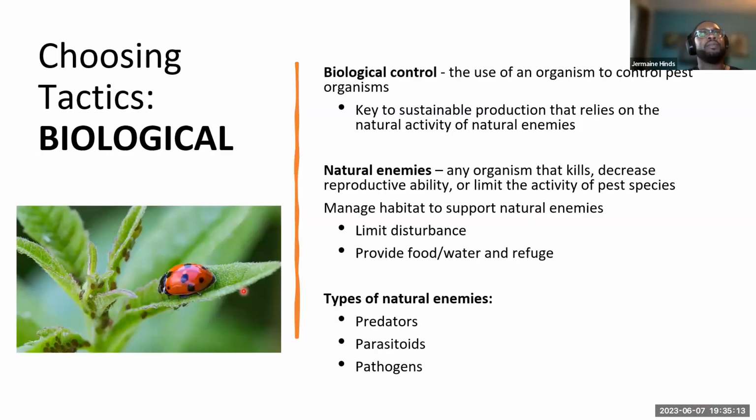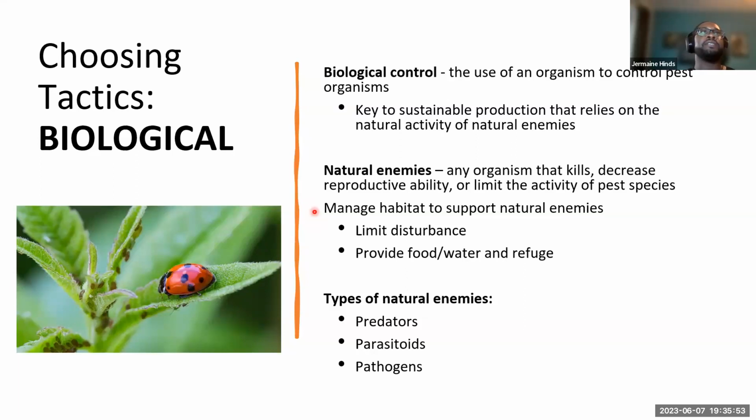Next up, of the pyramid of controls, is biological control. Biological control is the use of an organism to control another pest organism. This is one of the keys to sustainable production, and it relies on that natural background activity of natural enemies. Natural enemies are always out there in the background, eating aphids. A natural enemy is any organism that kills, decreases the reproductive ability, or limits the activity of a pest species. And so with biological control, you want to manage the habitat to support natural enemies.